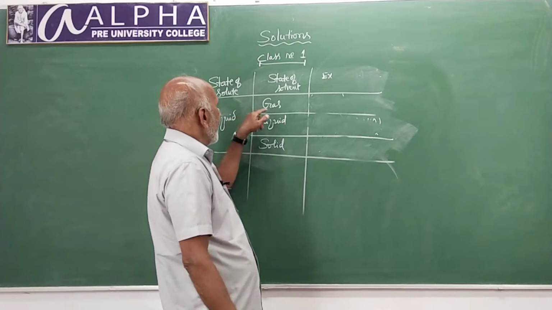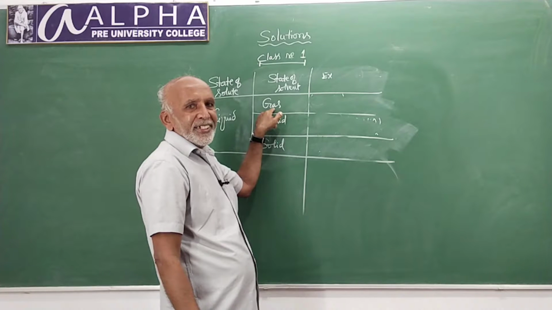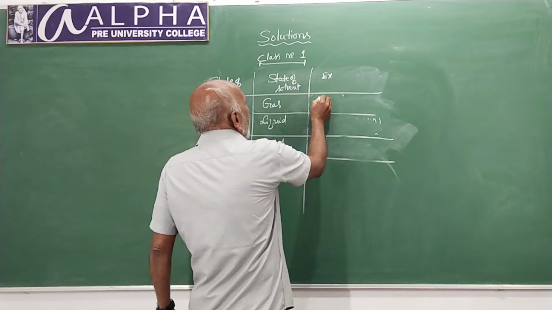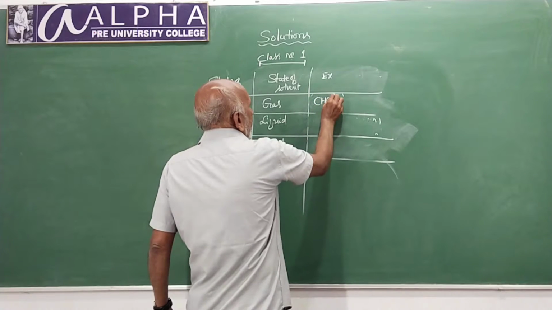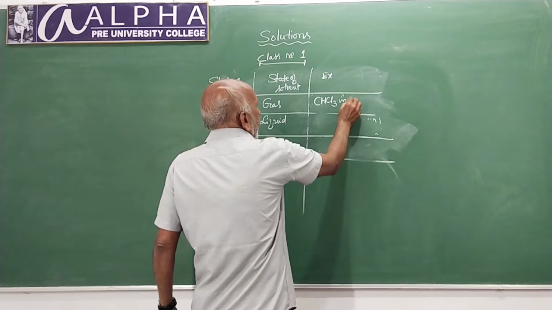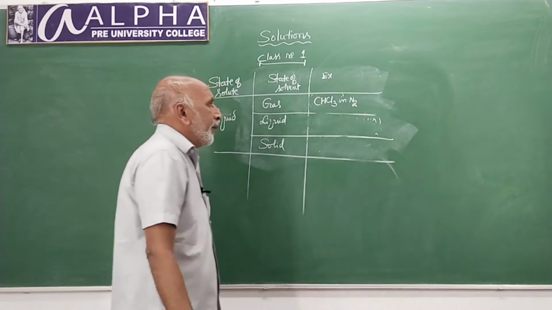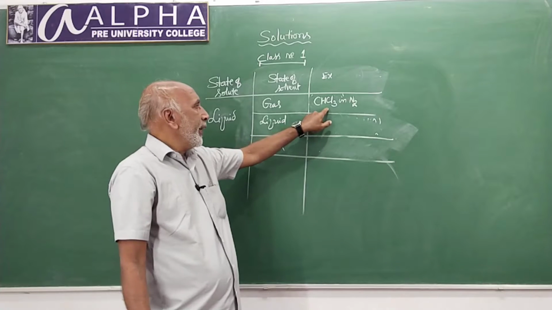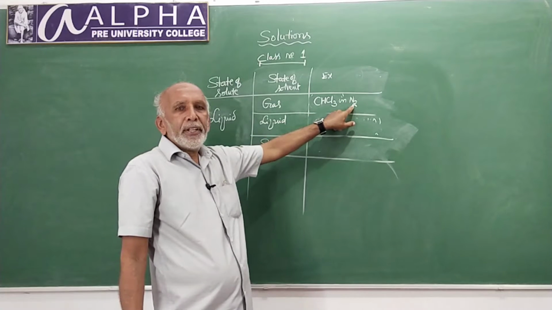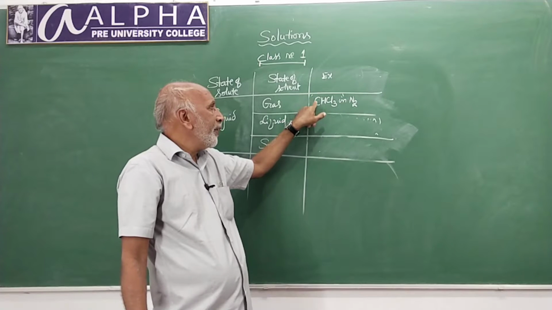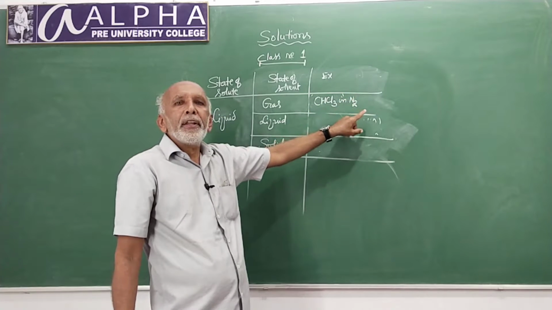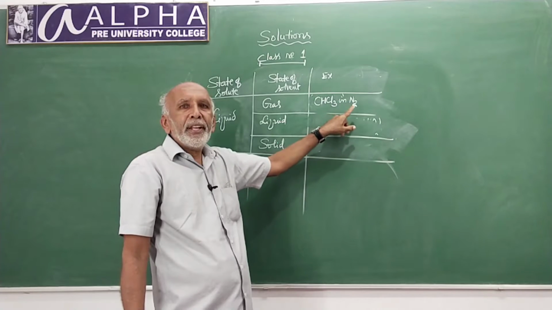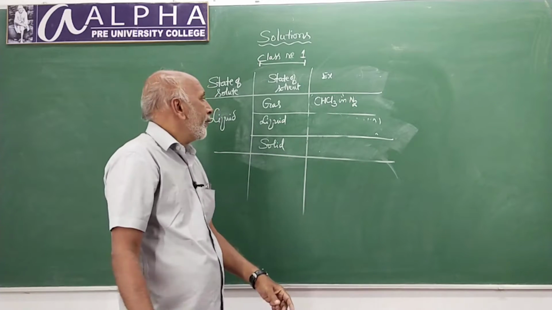Liquid in gas system. Liquid in gas. Example, chloroform, CHCl3 in nitrogen. Benzene in nitrogen, like that. Chloroform is in the liquid state, nitrogen is in the gaseous state. The total system, that is the solution, is in gaseous form. Chloroform in nitrogen is the best example for this.